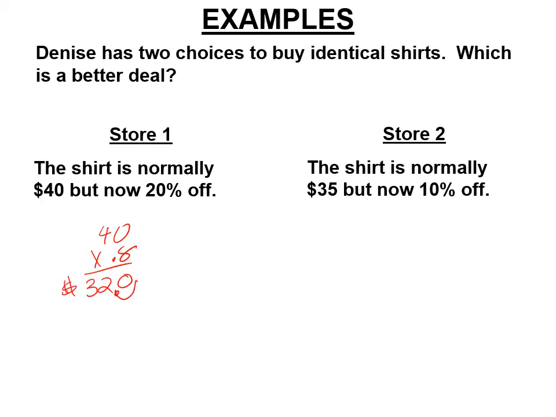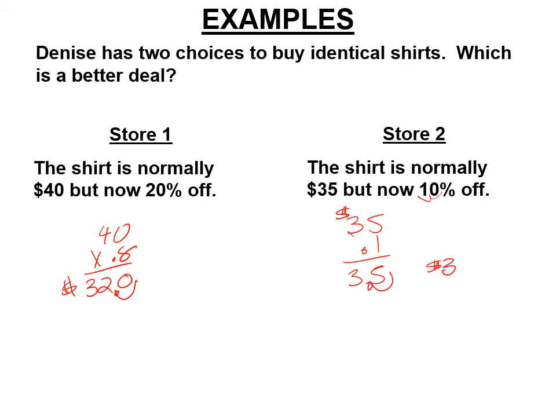The shirt is normally $35, but now 10% off. This happens all the time. There are sales, but they don't start at the same price. Now, 10% of 35, you multiply by 0.1, right? And you get $3.50. Oh no, I've done something wrong.